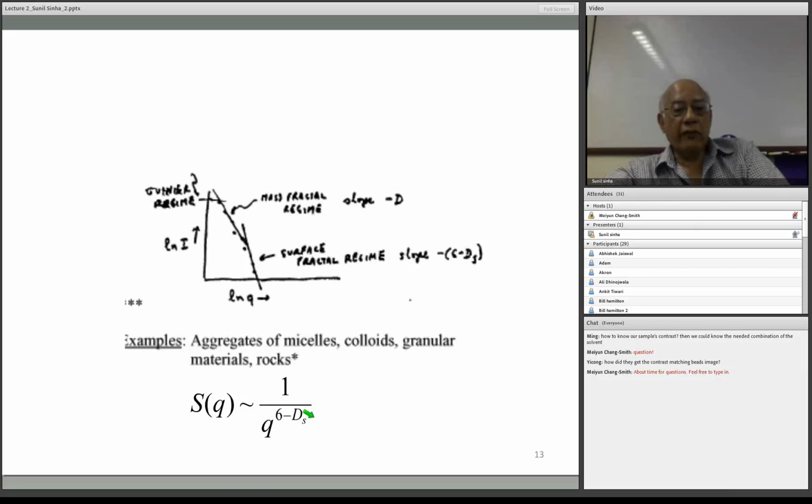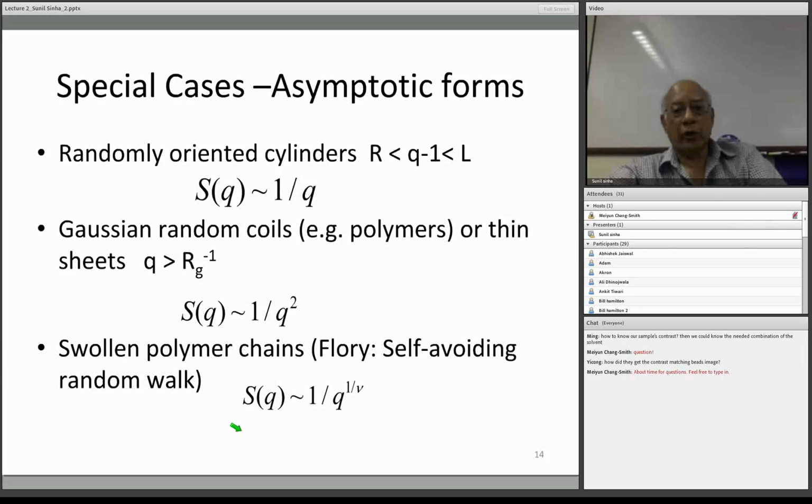So you can see, for instance, if d sub s is 2, in other words, if this was a smooth surface, where it's an integral number, and a smooth surface has a fractal dimension of 2, you get 1 over q to the 4th as the asymptotic scattering, and that's called Porod's law, and is always there when you have small angle scattering from random smooth surfaces. It's a special case of that.